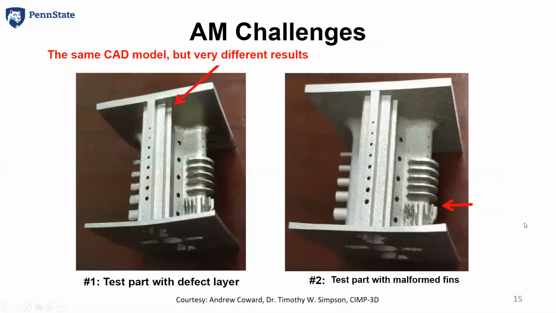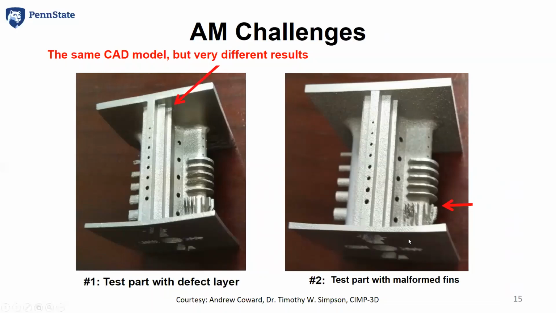But there are significant challenges in additive manufacturing. This is one study with my colleague, Dr. Tim Simpson, and also the Sims 3D researchers and scientists. We did one study on the same CAD model. That means the same design, the same machine, and the same process settings. But we got very different results. Okay? We printed 7 metal parts, and only 3 of them are defect-free. So 4 of them have defects, different kinds of defects.